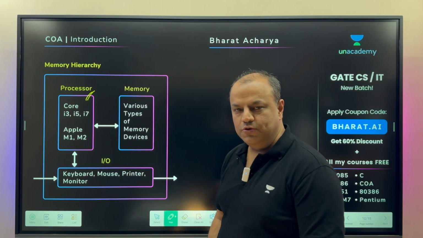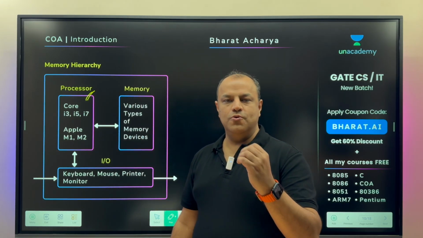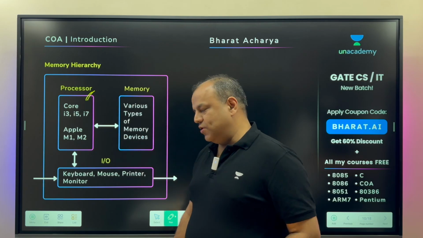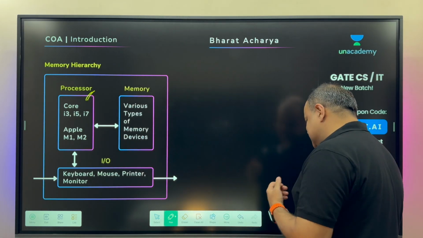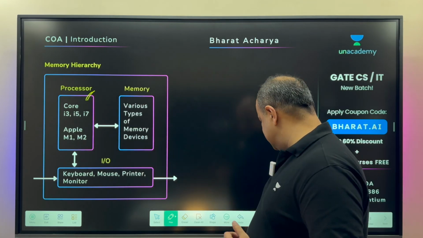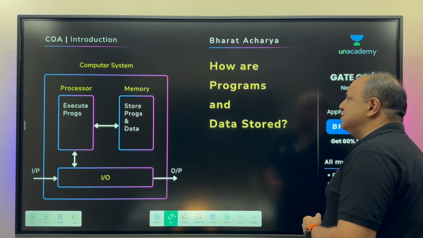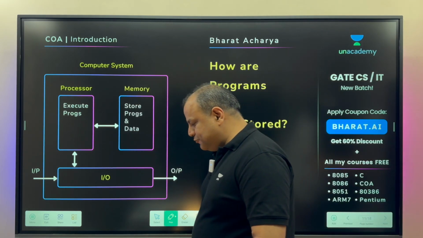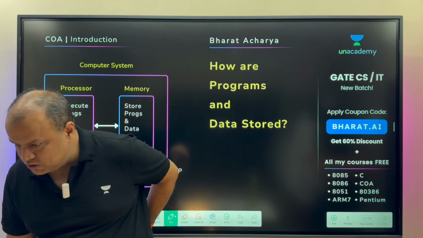What does the processor do? Execute programs. What are programs? A program is a set of instructions. In the memory, we store programs and data. A question comes to students' minds: how are these programs and data stored?